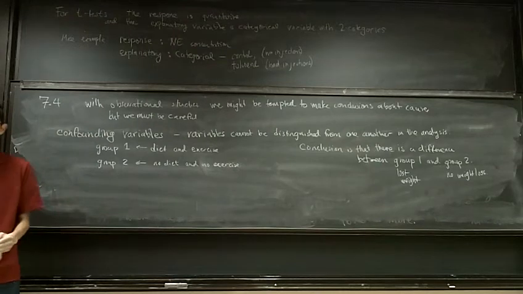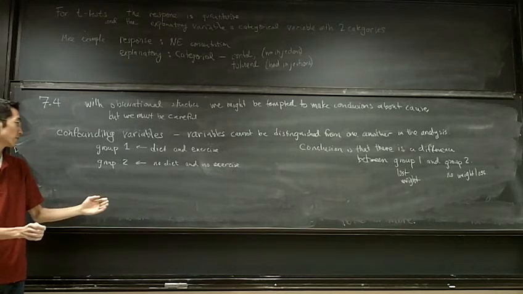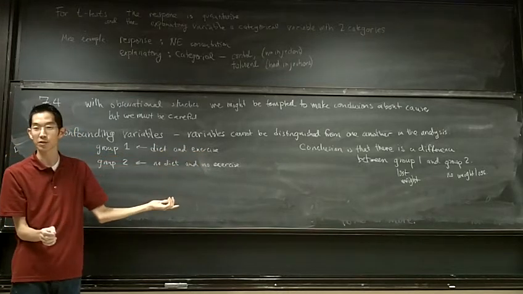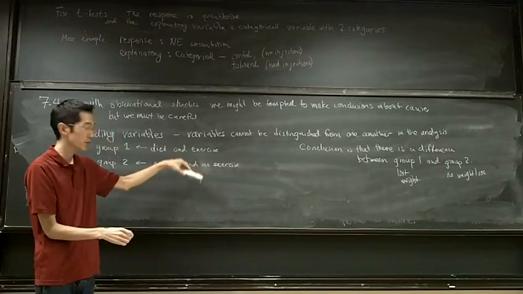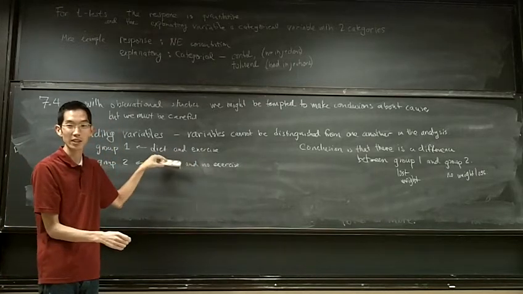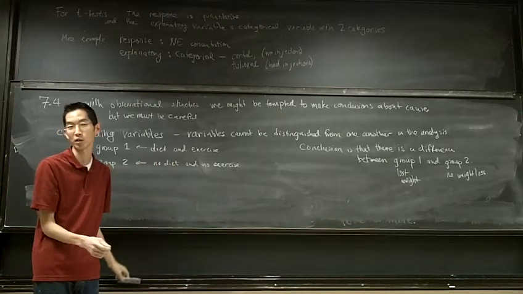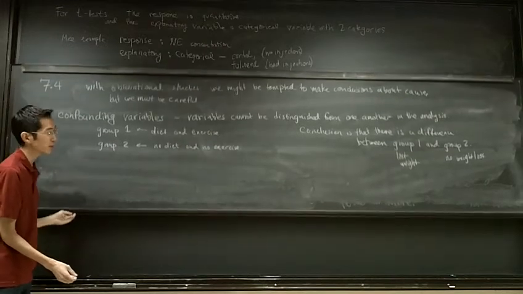If in group two they did no diet but did exercise, would that still be confounding? No, because then you're really only testing diet versus no diet. Both groups are now exercising, and you're just testing whether diet or no diet makes a difference. So that's confounding variables.